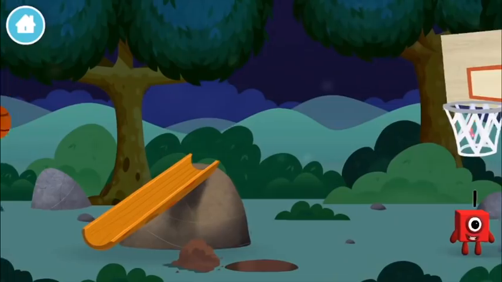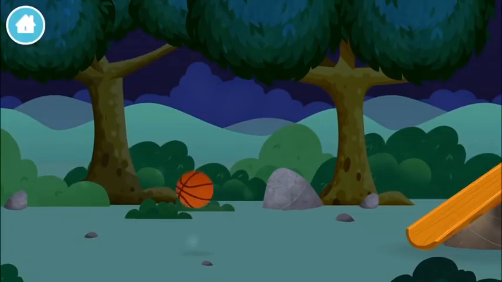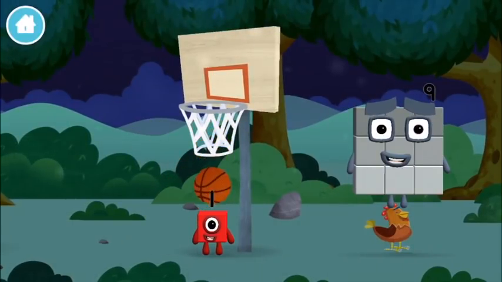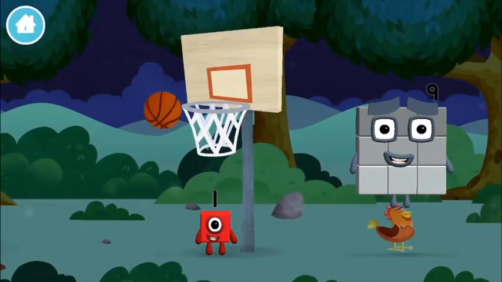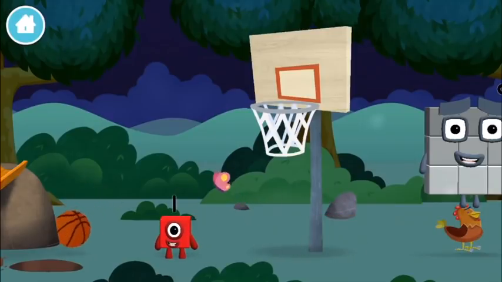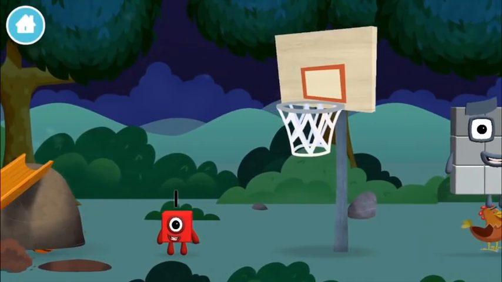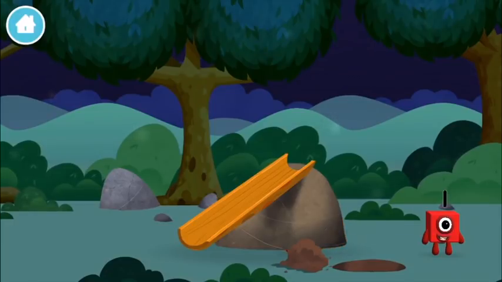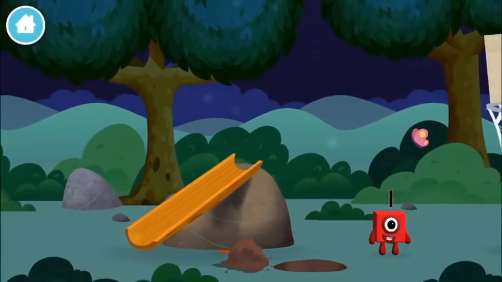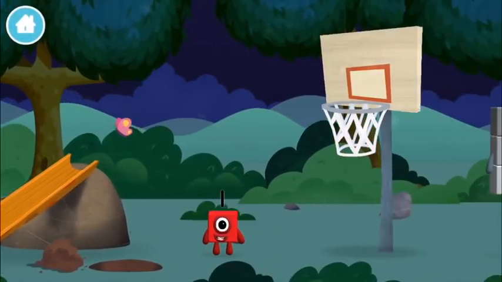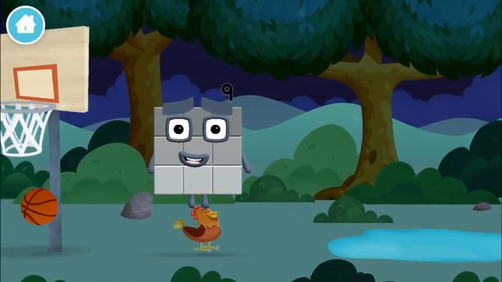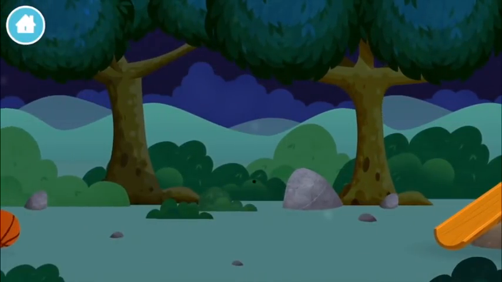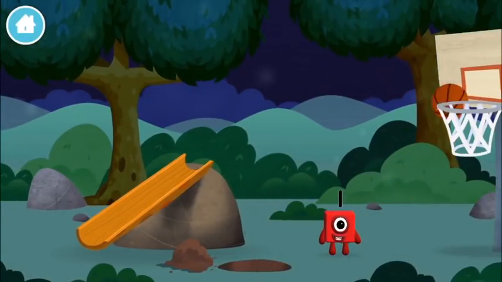A basketball! Slide. A basketball. A chicken.